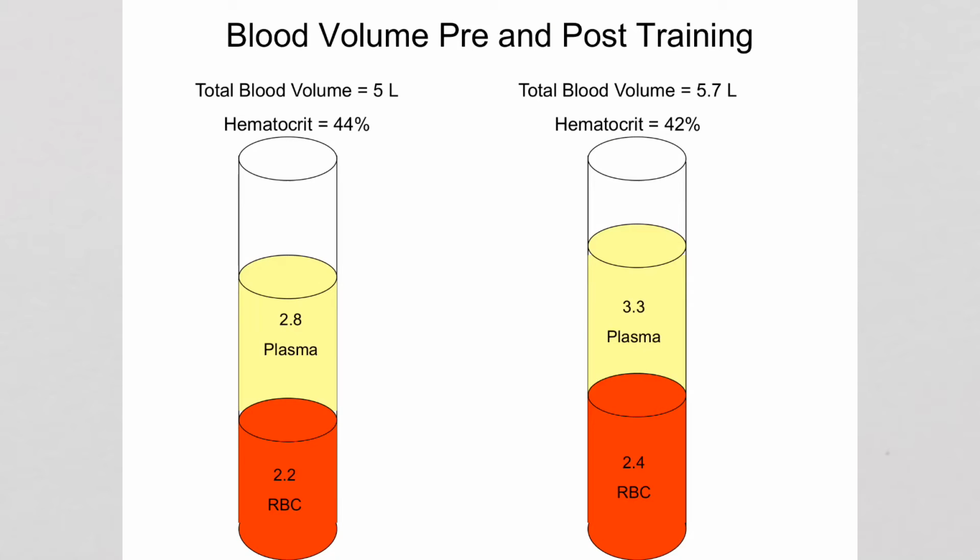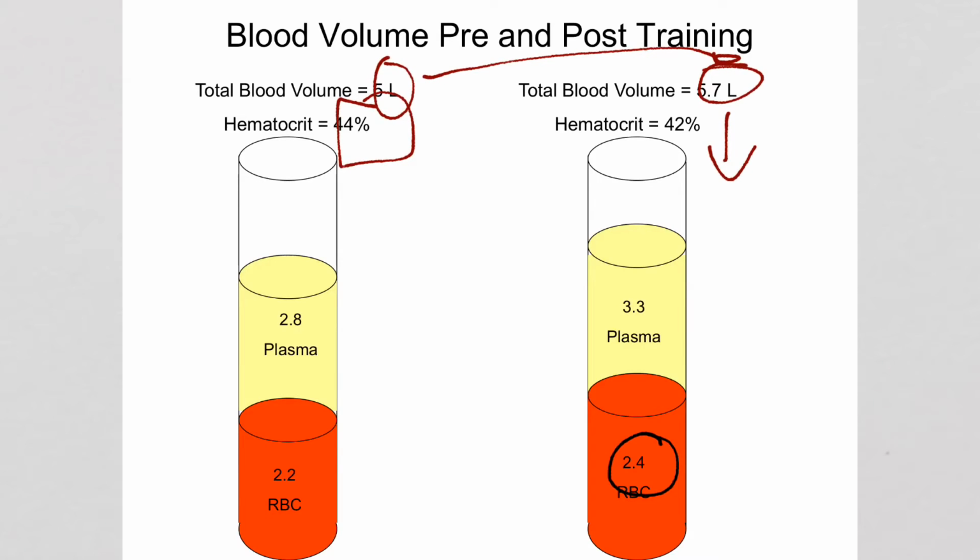This is just a different way to look at it. You can see pre-post. We see our total blood volume from here to here has gone up. Our hematocrit, though, remember this is the percentage of red blood cells, has gone down a little bit. But the thing to point out is that the amount of red blood cells, or the hemoglobin, has gone up. As you see from this figure here, it's just a lower percentage of their blood.